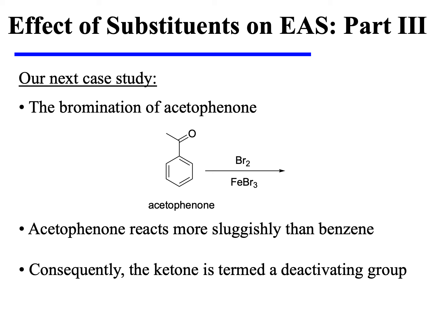Our next case study is the bromination of acetophenone. In contrast to the examples we've considered in the videos in the first two parts of this series, acetophenone reacts more sluggishly than benzene does. Consequently, the ketone substituent is termed a deactivating group.